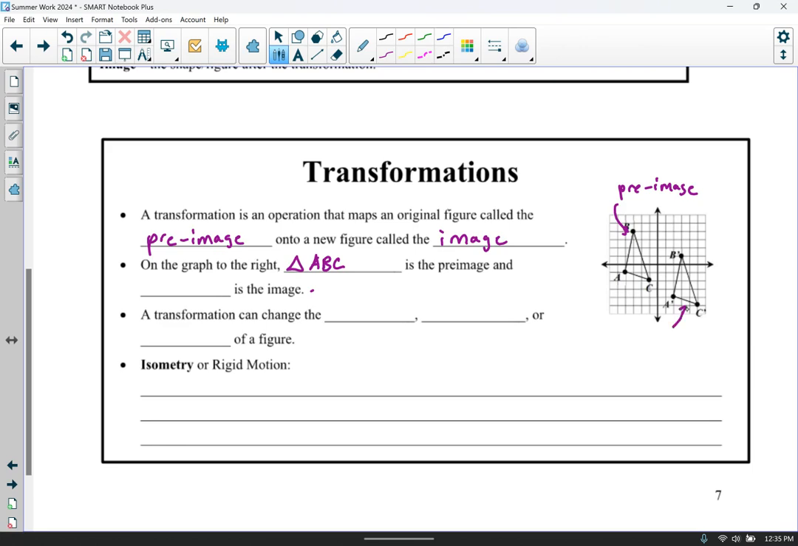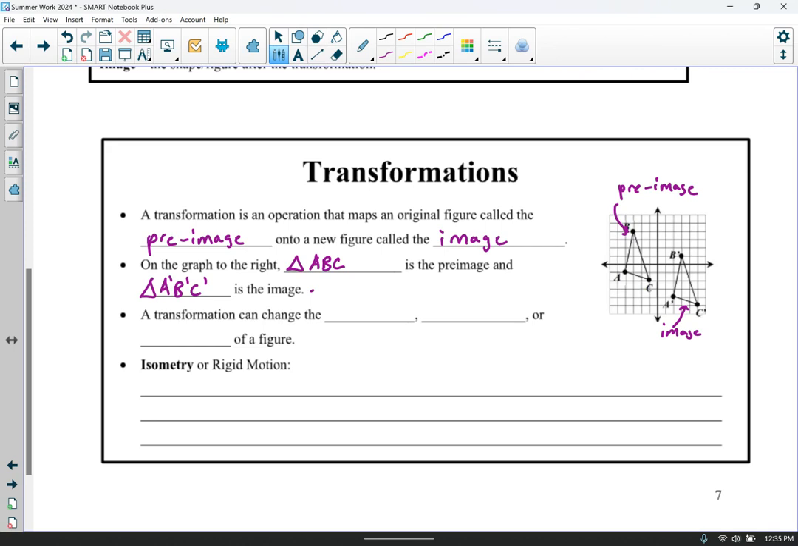It's the image that has those little, almost like apostrophe marks next to the letters of the vertices. And when we read that, we call that triangle A prime, B prime, C prime. So we read those apostrophes in math as prime. That just means the next one after the original. We'll see multiple transformations, and the second of those transformations will have two apostrophes or two prime marks, and that'll help us keep track of it.